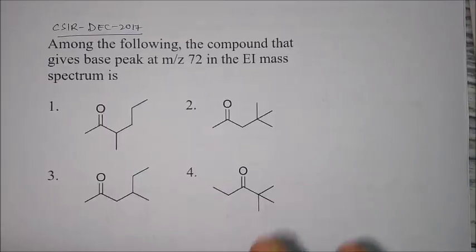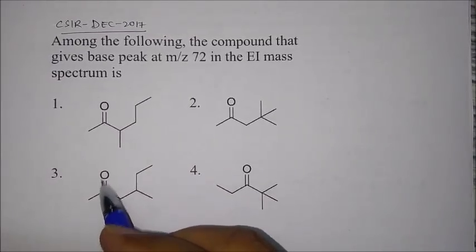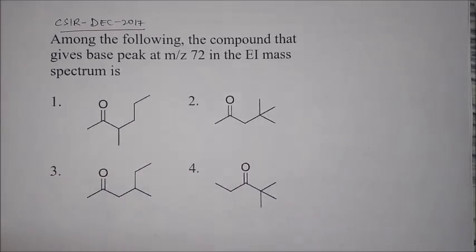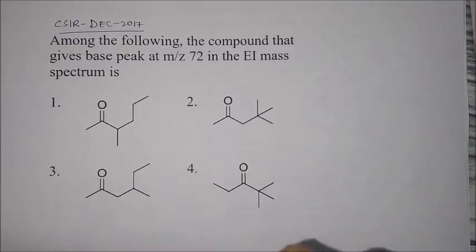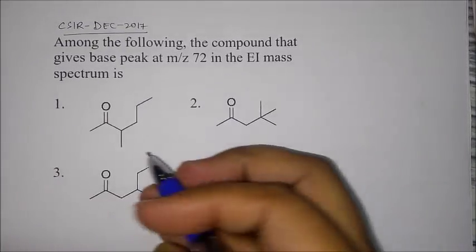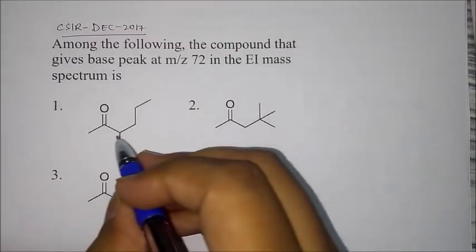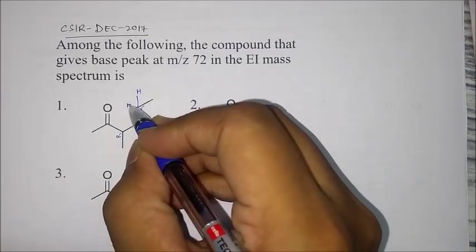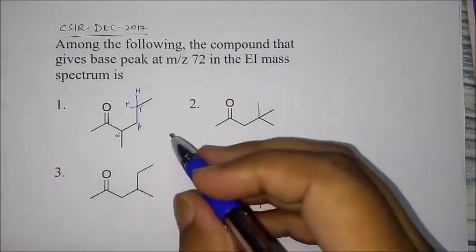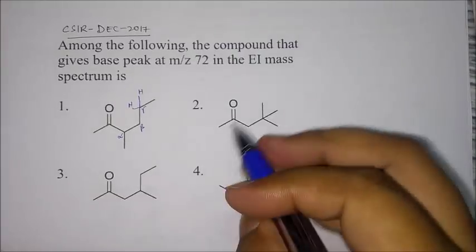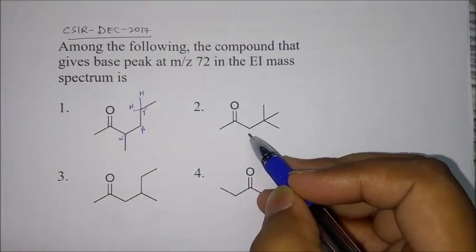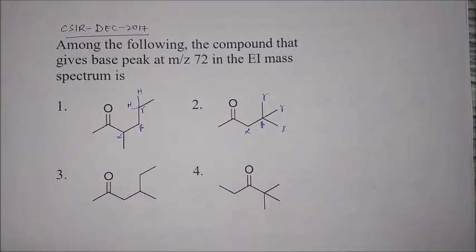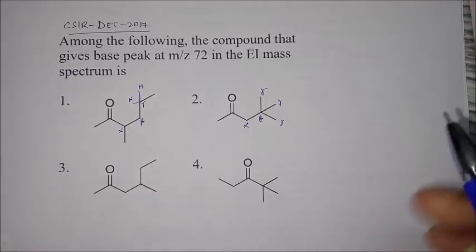For McLafferty rearrangement, the basic thing is a double bond with oxygen, carbon or nitrogen, which is there in all four options. The second and most important thing is the presence of a gamma hydrogen. Let's check in which option we have gamma hydrogens. We have alpha, beta, gamma. Here in gamma we have two protons, so this can be a potential answer. Now let's check here: alpha, beta, and we have three gamma, and all gamma have hydrogen, so this can also be an option.